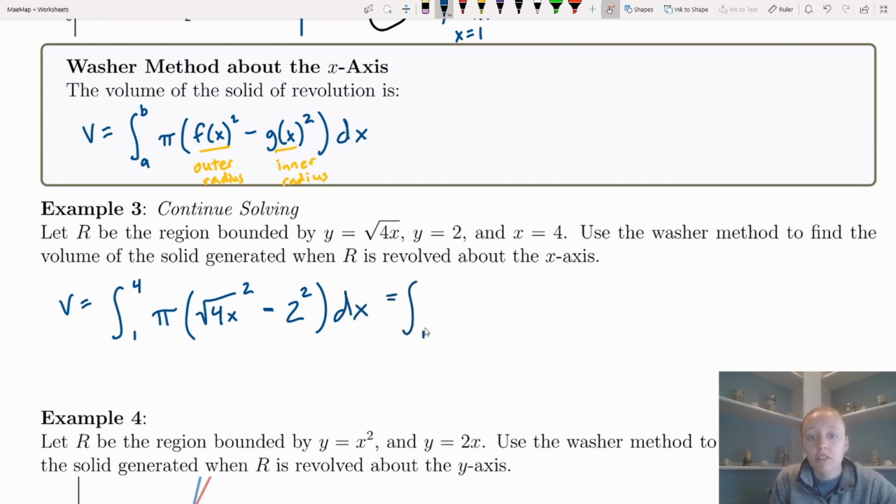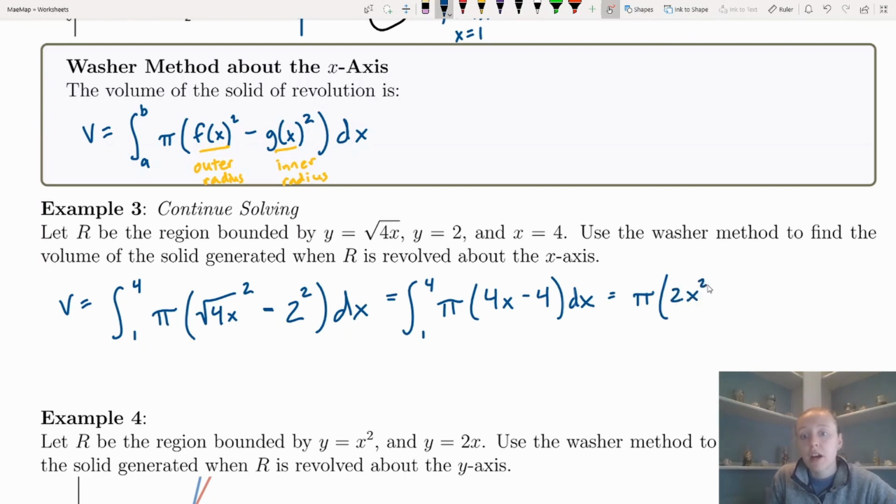Simplifying this, we're going from 1 to 4, and we're integrating pi times the square root of 4x squared, which is 4x, minus 2 squared, which is minus 4, and this is all with respect to x. So integrating each of those terms, I'm going to have pi times 2x squared minus 4x. Integrating 4x, I get 2x squared. Integrating 4, I get 4x. And this is from 1 to 4.